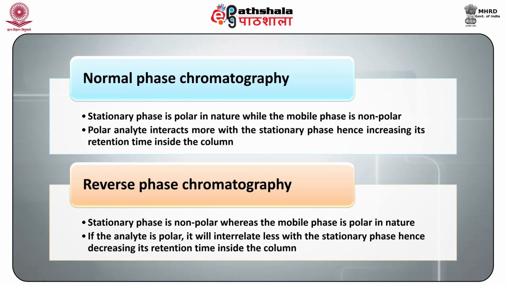Normal phase chromatography. In normal phase chromatography, the stationary phase is polar in nature while the mobile phase is non-polar, meaning a polar analyte interacts more with the stationary phase, hence increasing its retention time inside the column. Reverse phase chromatography. In reverse phase chromatography, the stationary phase is non-polar whereas the mobile phase is polar in nature. If the analyte is polar, it will interact less with the stationary phase, hence decreasing its retention time inside the column.